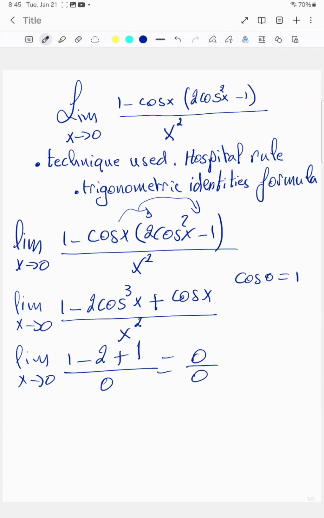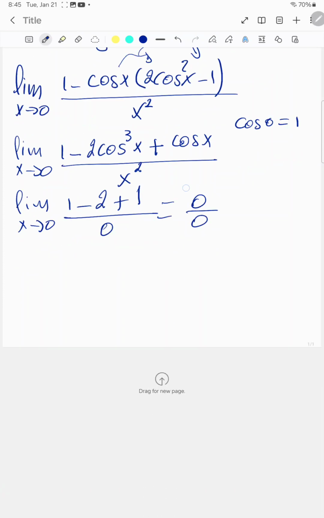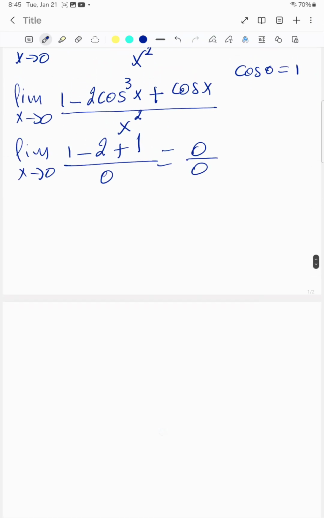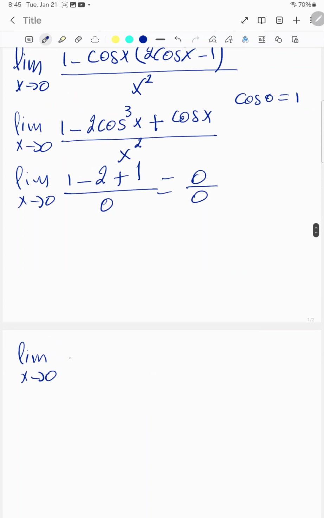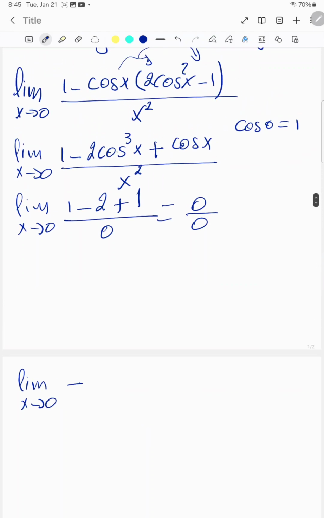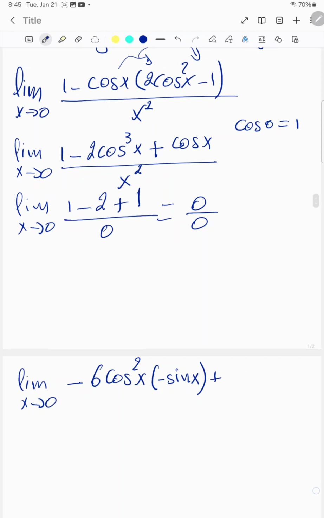So L'Hôpital's rule is the derivative of the numerator divided by the derivative of the denominator. So let's apply it. Limit when x goes to 0, I know the derivative of 1 is 0. I have minus the derivative of 2 cosine cubic of x, which is 2 times 3, which is 6 cosine square of x, multiplied by the derivative of cosine, which is equal to minus sine x, and plus the derivative of cosine, which is minus sine x, divided by the derivative of x squared, which is 2x.